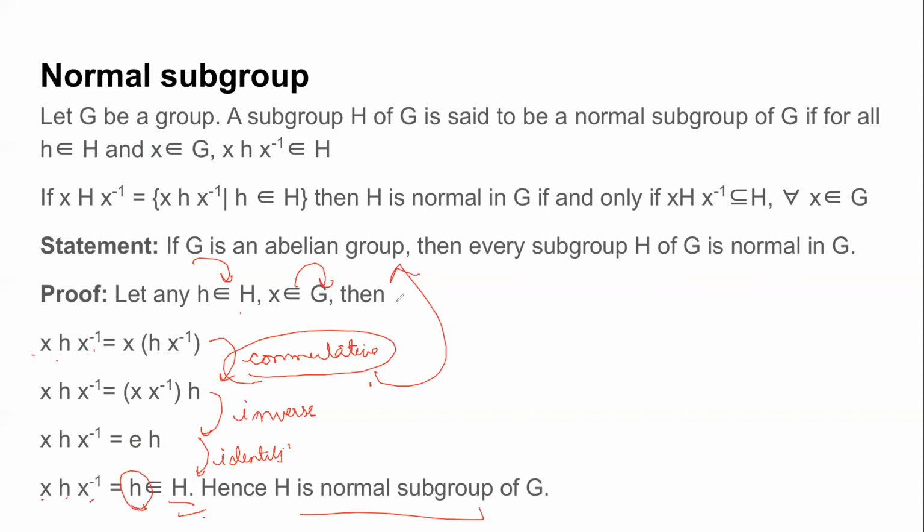So is this clear? What is a normal subgroup and how an abelian group ensures that every subgroup is basically normal? Yes, class, is this clear? All right, so let us move ahead.